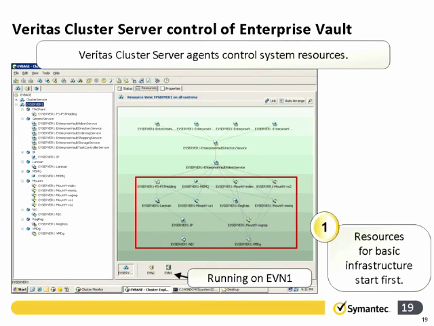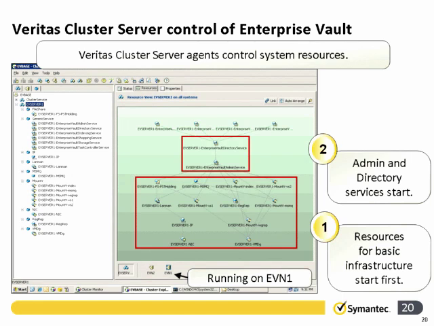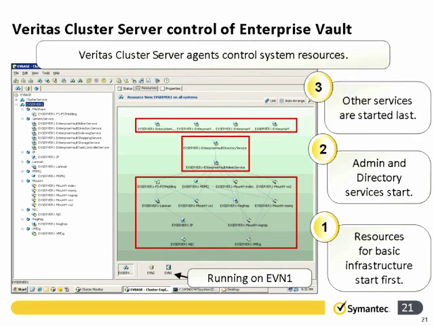What would happen is that the resources for the basic infrastructure would start up first. Then I would start up the Enterprise Vault admin and the Enterprise Vault directory services. And then I would start all the other services, such as the shopping service, task controller service, and indexing service as well. So again, this doesn't go through all the details of setting up and configuring clustering for Enterprise Vault, but it does show you that Enterprise Vault will readily fit into a clustered type of environment. So that's the availability portion of this particular lesson.